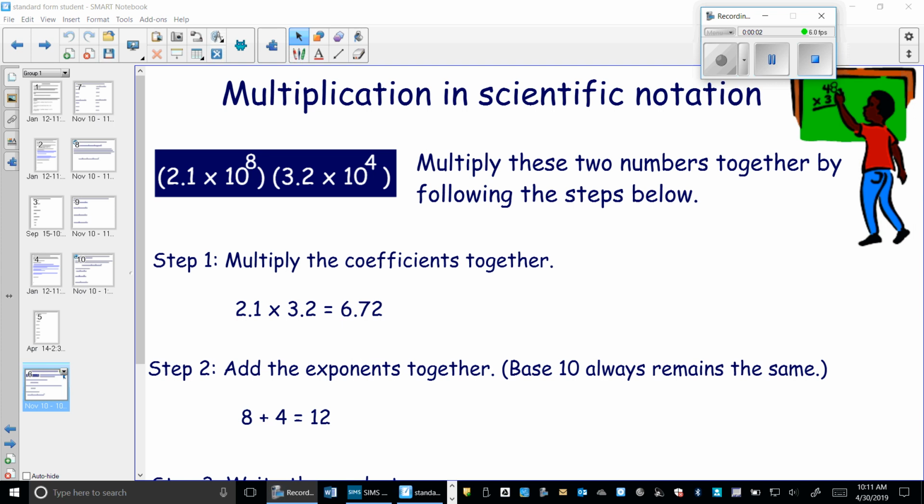Right, okay, so this is just to recap multiplying in standard form. We've got two numbers, both of them in standard form. How do I know these numbers are in standard form? It's just a check to see if you remember what standard form is.